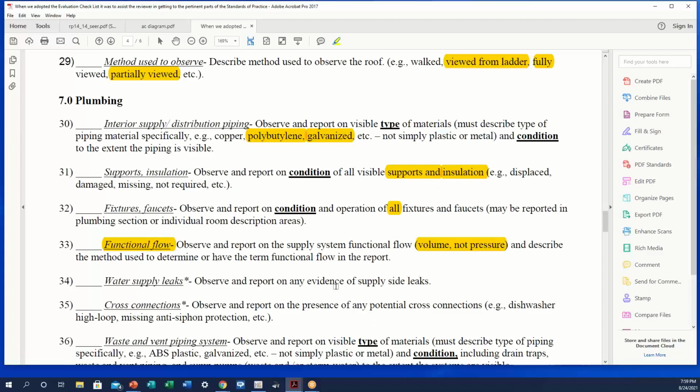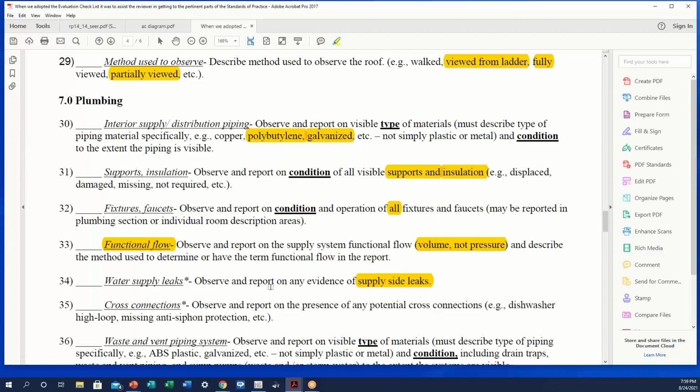Okay, water supply leaks. Observe and report on any evidence of supply side leaks. You know, Roger, I like the way you talk. What does supply side mean? Well, that's where the water comes from. You mean after the valve, before the faucet? Well, both. Anywhere, everybody. From the meter in, right? Yeah, from the meter in into every fixture throughout the house.